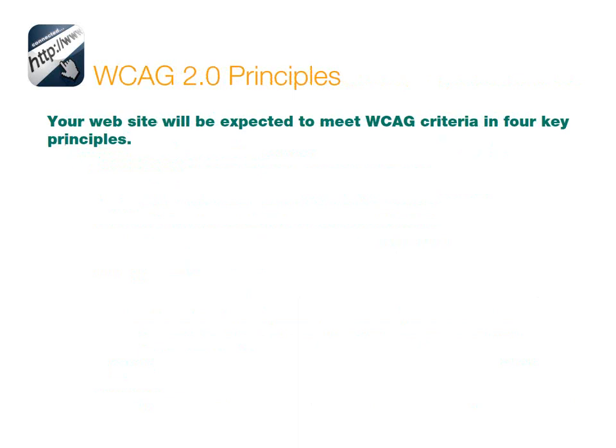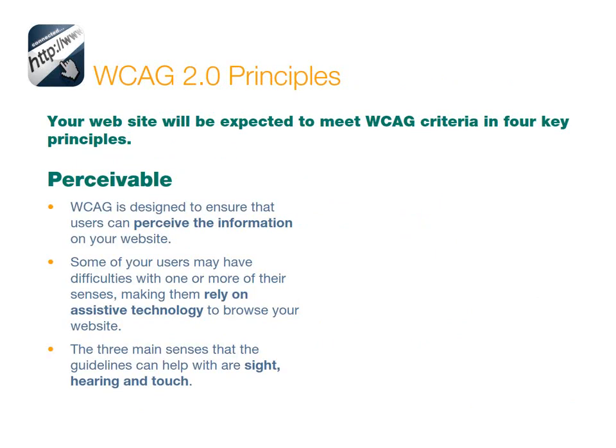So when we talk about the Web Content Accessibility Guideline principles, the criteria are divided into 4 key principles. The first one is that your website must be perceivable. It ensures that users that are disabled, or anybody for that matter, can perceive the information on your website. It recognizes the fact that some people may have difficulties with one or more of their senses, making them rely on different assistive technologies to browse your site.